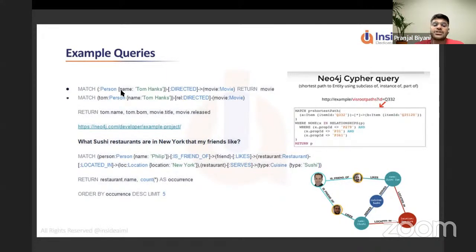The way you are searching is you are looking for the name Tom Hanks. In all the persons in the graph, you are looking for Tom Hanks. The relationship, the direction in which you are looking, is directed. So all Tom Hanks, let's say, directed something, you are looking for what he has directed. And then you are searching for movie, which is again an entity type, right? So person is an entity type, movie is an entity type. You are searching for that movie, and then your query returns the movie. So this particular query is going to return the movie which was directed by Tom Hanks.